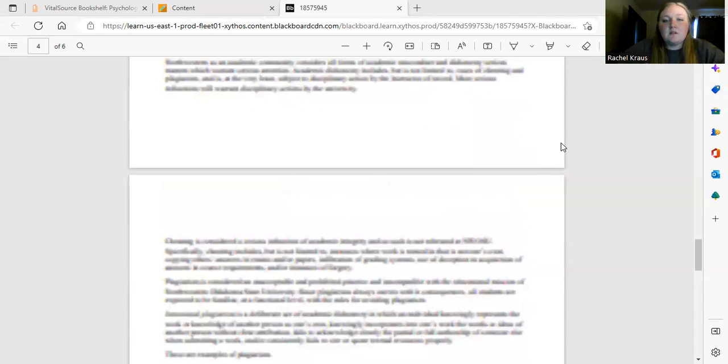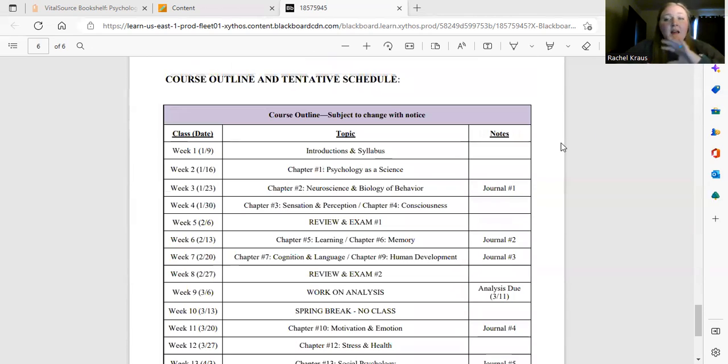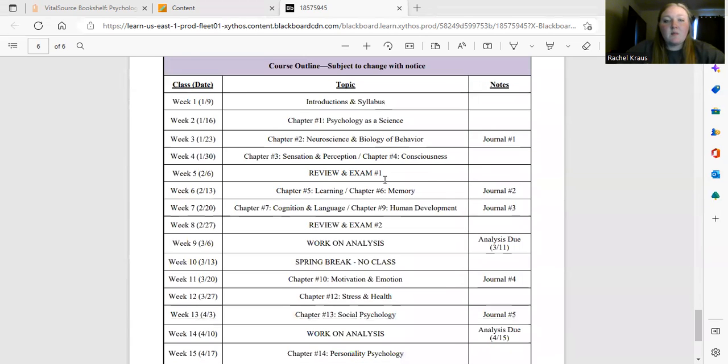So let's go down to the course schedule outline. I stick by this unless there's some crazy snow days where everyone's out of school or something like that. We will stick to this outline and schedule. Okay, so we have exam number 1 the week of February 6th. So February 6th is on a Monday. So that week, it'll be available Thursday the 9th at 5 p.m. through Friday the 10th at 11:59 p.m.